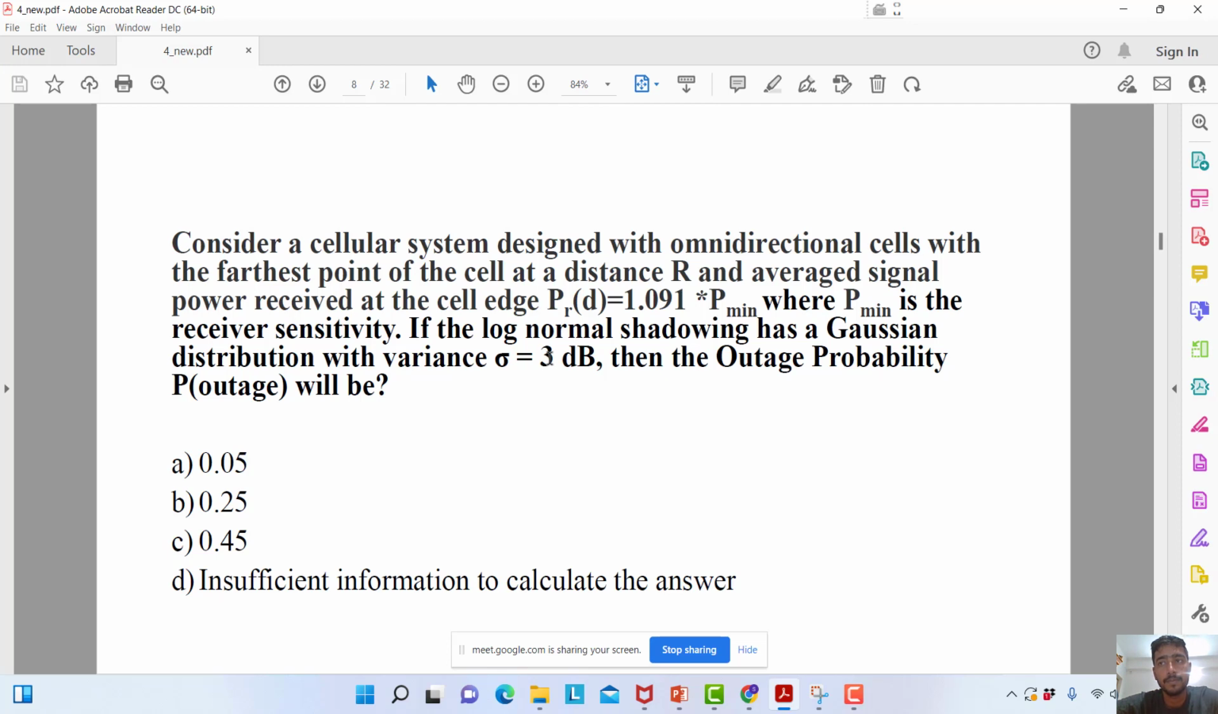Take your time, try to understand this question, which is related to the last question. Here we have to calculate the outage probability. We have the received power of the selected user, the variance, and the receiver sensitivity. We have sigma, and we have to calculate the beta margin. Using this equation we will get beta, and using that beta we can calculate the outage probability. Now we will go to the solution.